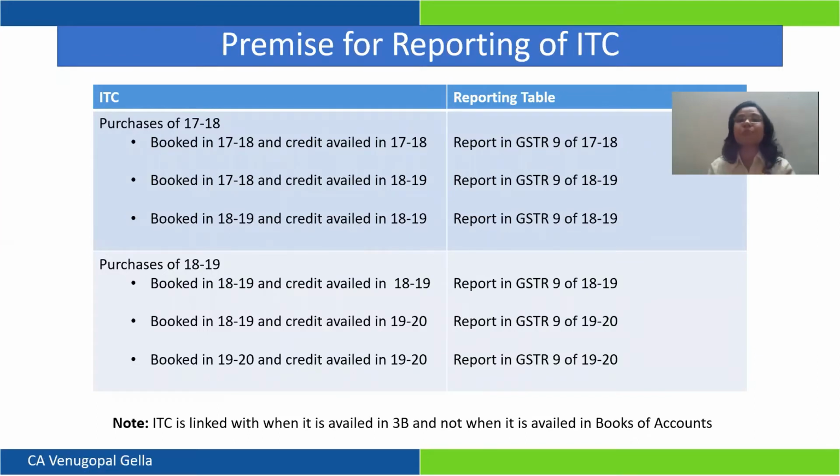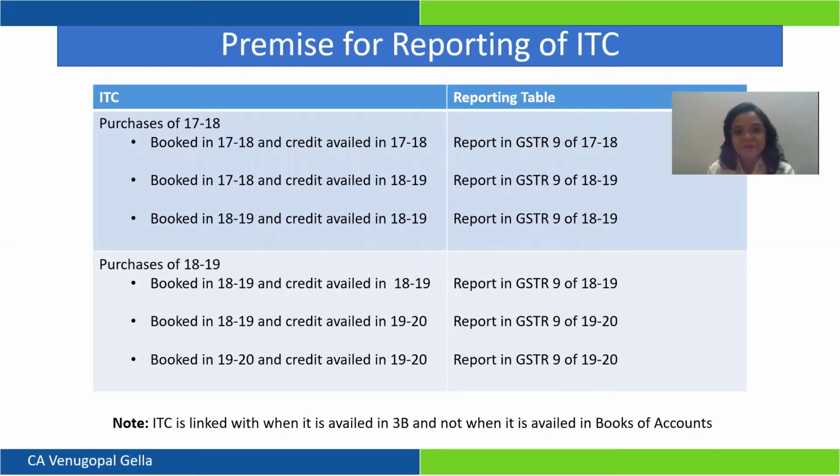First of all, the thumb rule for reporting of input tax credit is that the input tax credit that is reported in GSTR-9 for a particular year is the input tax credit that is availed in GSTR-3B of that particular year. So in our case, since we're talking about 1819, the input tax credit to be reported in GSTR-9 of 1819, that is, I'm specifically talking about Table 6 and Table 7, is the input tax credit availed in GSTR-3B for the financial year 1819.